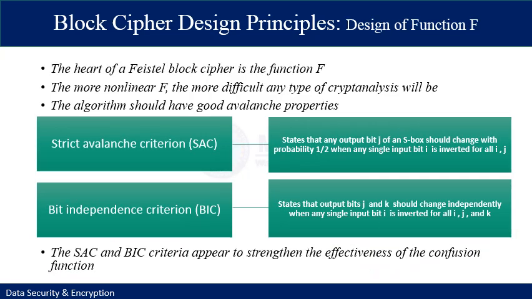The second most important block cipher design principle is the design of function F. It is the heart of a Feistel block cipher, and it provides the element of confusion. Thus, it must be difficult to unscramble the substitution performed by this function, and one obvious criterion is that F must be nonlinear. The more nonlinear your F function is, the more difficult it will be to perform cryptanalysis. In rough terms, the more difficult it is to approximate your function F by a set of linear equations, the more nonlinear your function is.